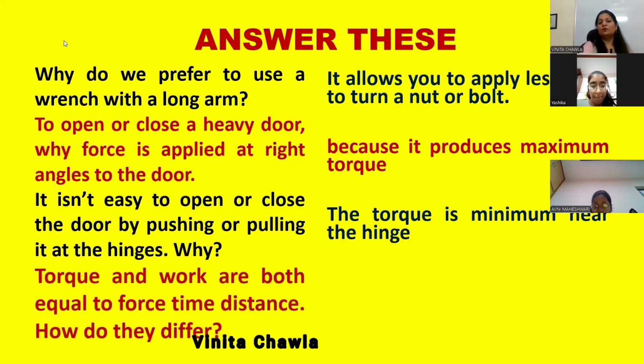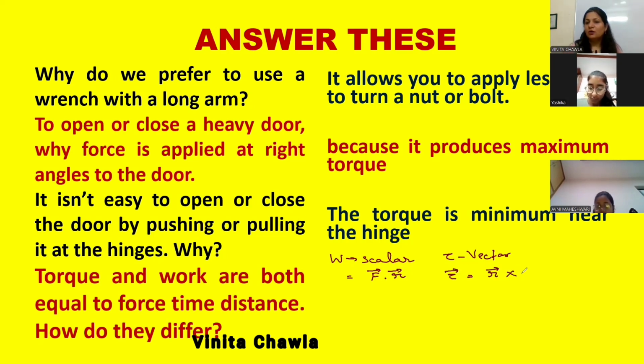Torque and work are both equal to force times distance. How do they differ? First you tell me, then I'll explain to you. Work is a scalar quantity while torque is a vector quantity. How do we write the formula for work done? We write vector F dot vector R. It is the dot product. And how do we write torque? We write torque as vector R cross vector F. Here we have cross product.